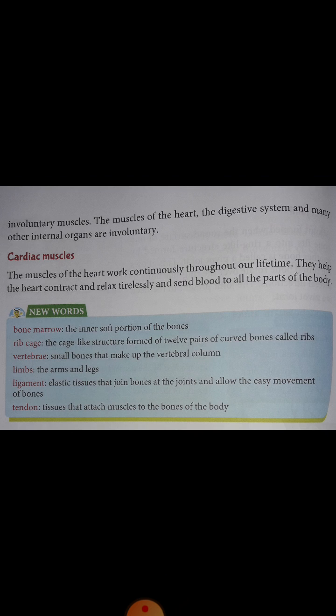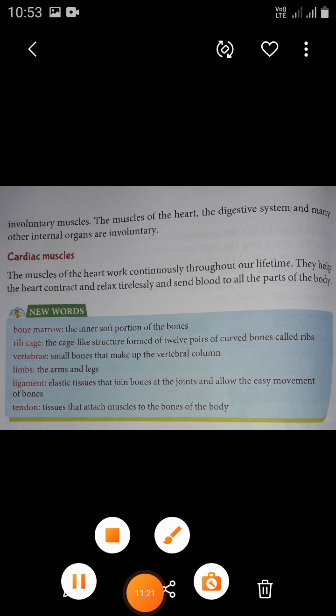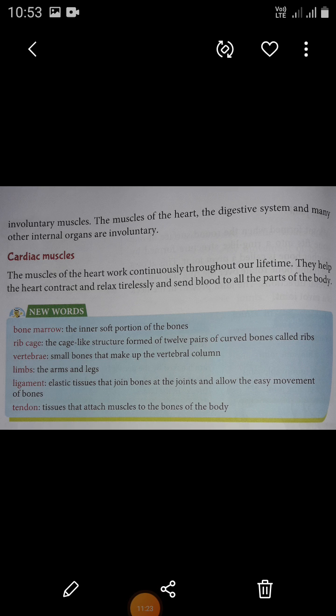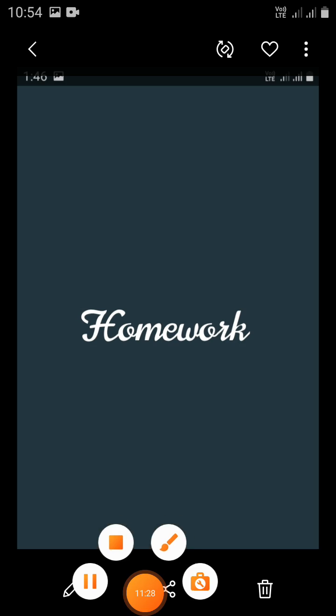Next, ligament, meaning of ligament: elastic tissues that join bones at the joints and allow the easy movement of bones. Next, tendon, meaning of tendon: tissues that attach muscles to the bones of the body.